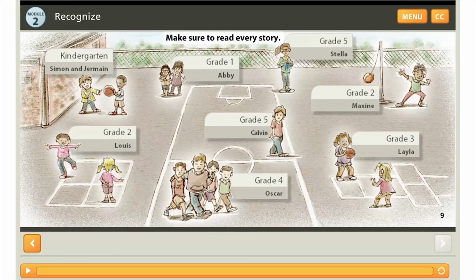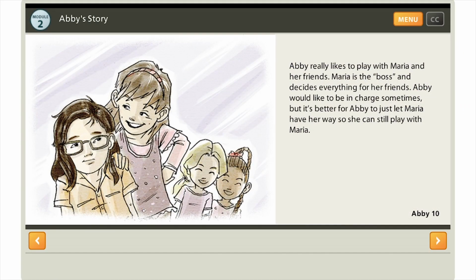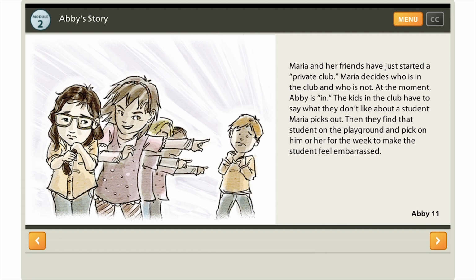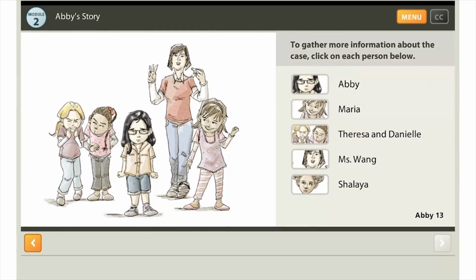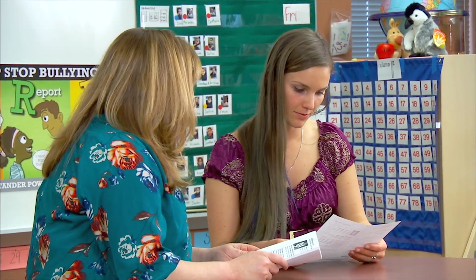The training also features scenarios about students just like yours to help you practice important skills, such as identifying bullying and receiving bullying reports. When it's time to teach the Bullying Prevention Unit lessons, every adult in your school will be ready to recognize and respond effectively to bullying.